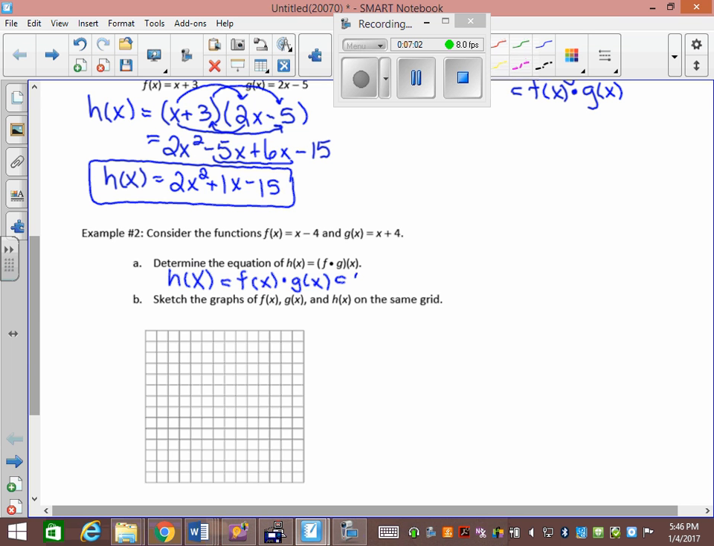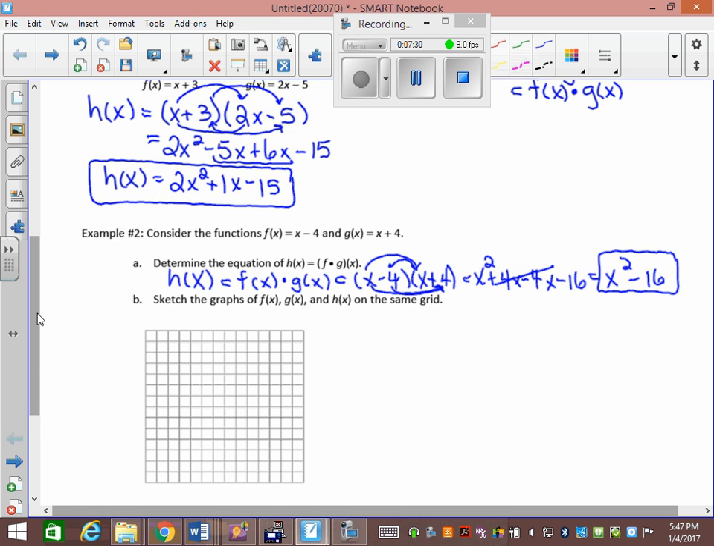So it's going to equal f of x, which is x minus 4, times g of x, which is x plus 4. And we're going to get x times x, which is x squared, x times positive 4, which is plus 4x, x times negative 4, which is negative 4x. Negative 4 times 4 is negative 16. So it equals x squared, those cancel, minus 16.